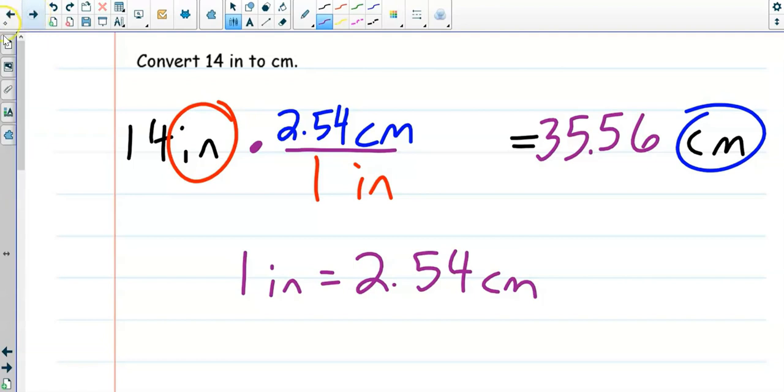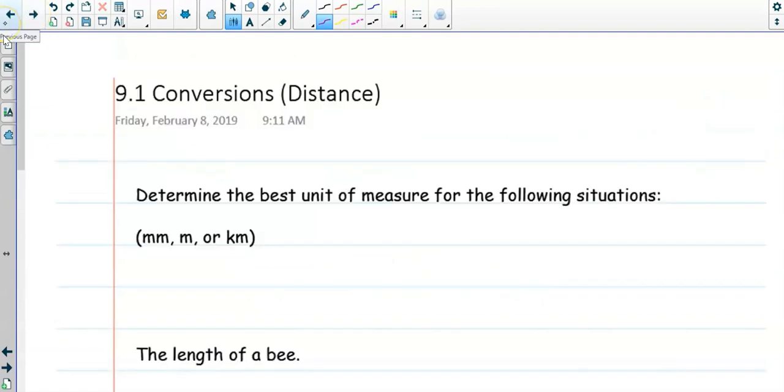Okay? And last but not least, what they're going to do in 9.1, and same thing in some of these other ones, is they're going to ask you to tell me, is millimeter, meter, or kilometer the best way to measure the given object. So down here, it wants to know the length of a bee. So here's how I kind of think about these pieces.